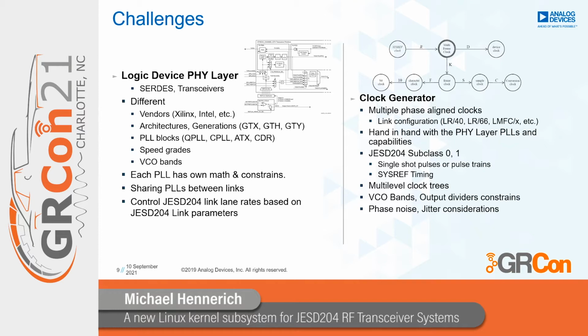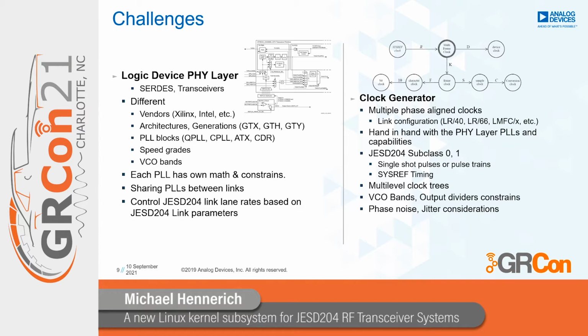Looking at the clock generator, it needs to provide multiple phase aligned clocks for link bring up and maintenance, of course. Lane rate divided by 40 or lane rate divided by 66.